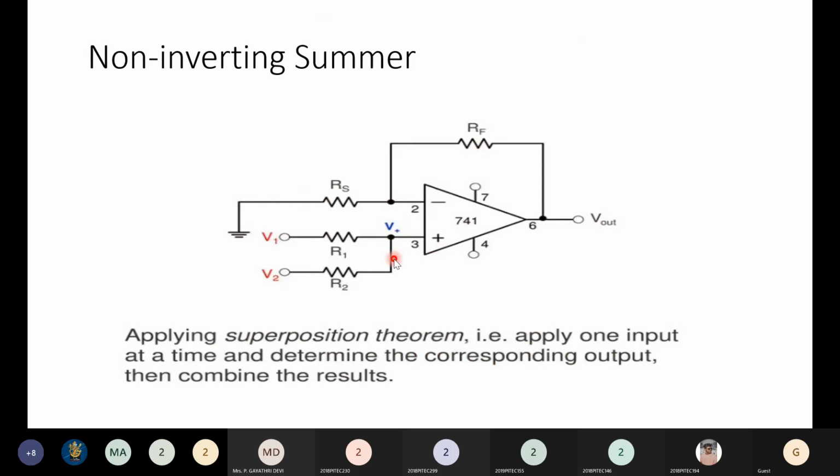Just try this also. First, how will you find the input here, V plus? How will you find the voltage at this point? Superposition theorem, because you have two inputs here, no? You have to consider one input at a time. Consider V1, find out the output. Consider V2, find out the output. When you are considering V1, V2 will be grounded. When you consider V2, V1 will be grounded. So just make a try.